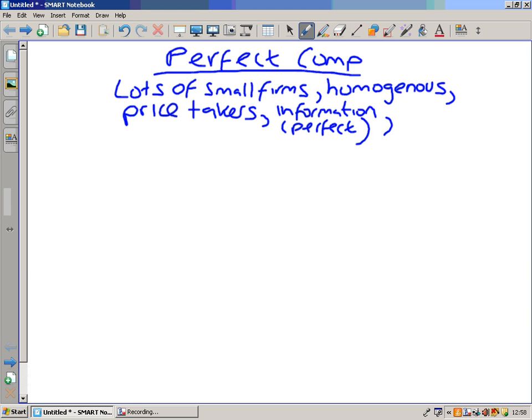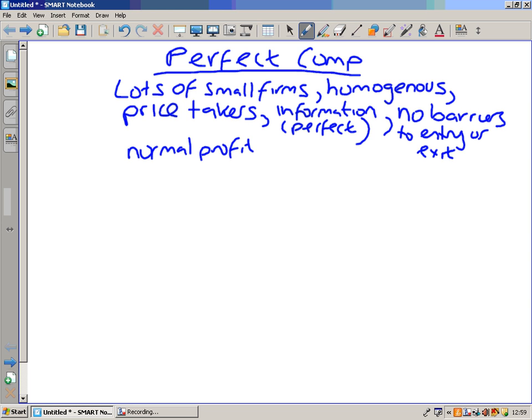Another key characteristic, there are no barriers to entry or exit. So that means if we do have firms that are making profits, rival firms can come in, compete, and then ultimately profits will fall again. So the profits earned here are only normal profits. Any supernormal profits will mean more businesses enter, which will force down prices back to normal profit levels.